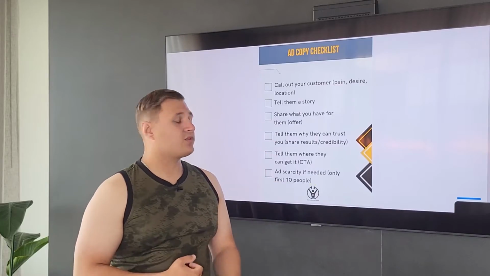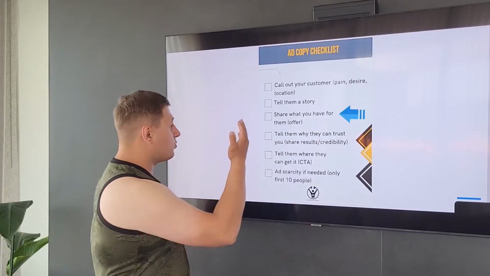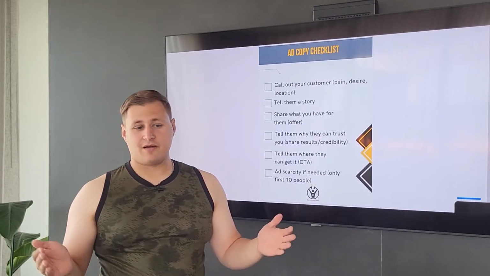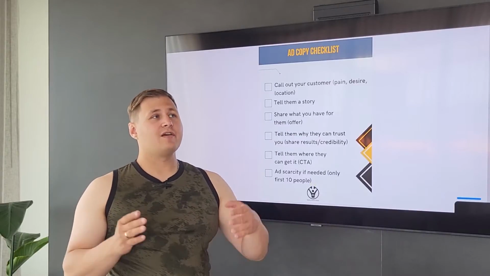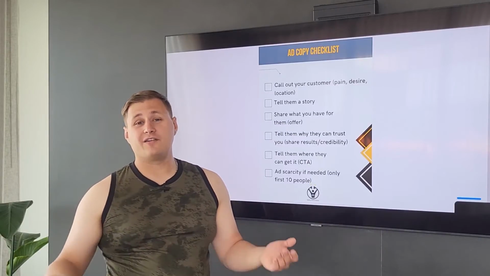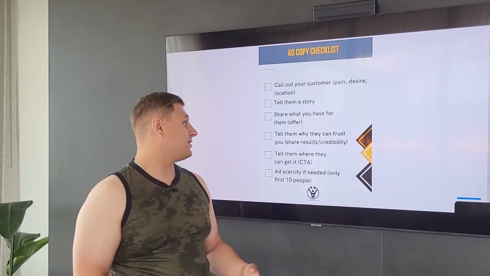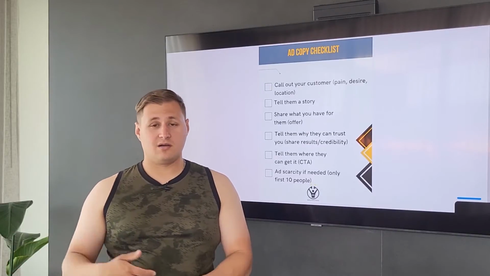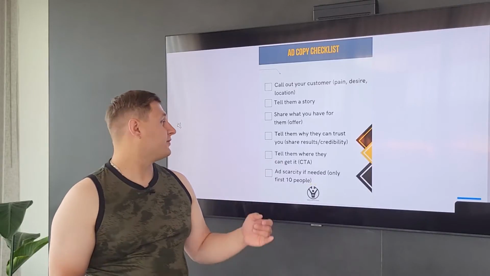Then you share what you have for them. This is where your offer is going. So let's say, again, insurance agent, you can say, I'm working with 25 insurance agencies and I have an application that can find a very good price considering all the conditions we have there, right?